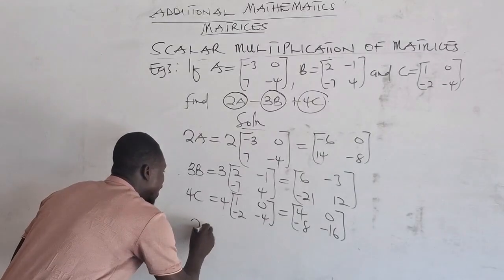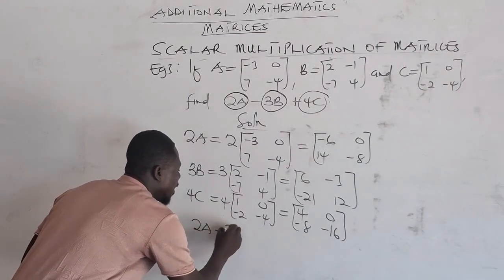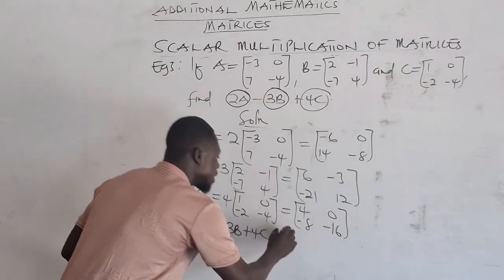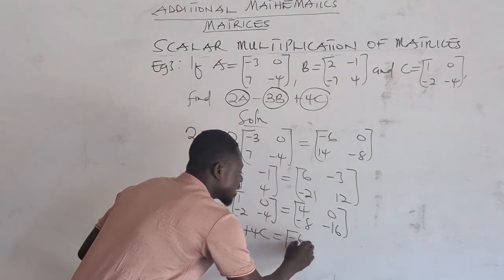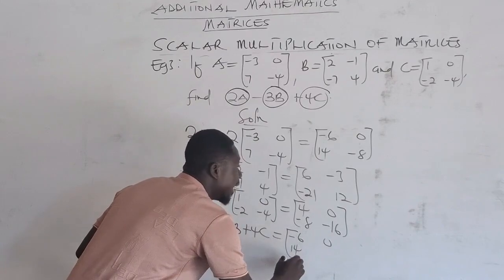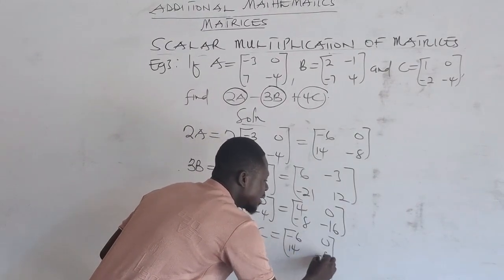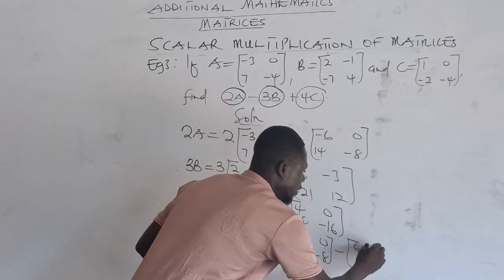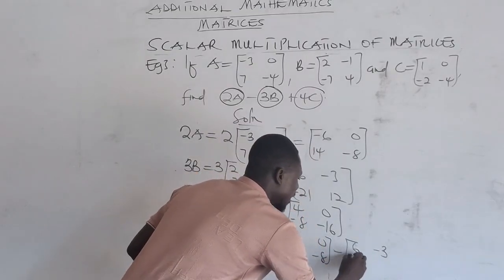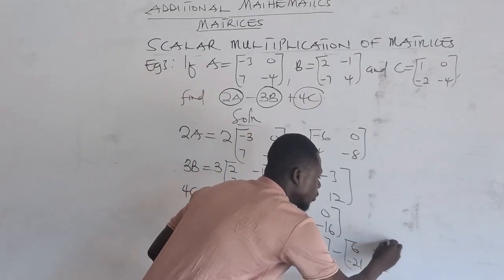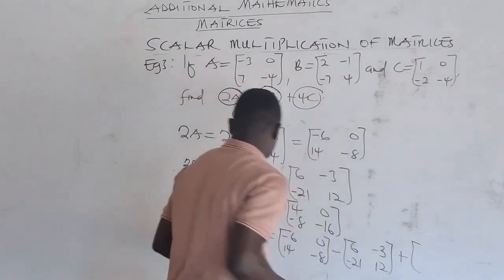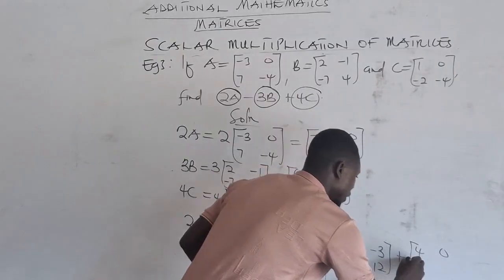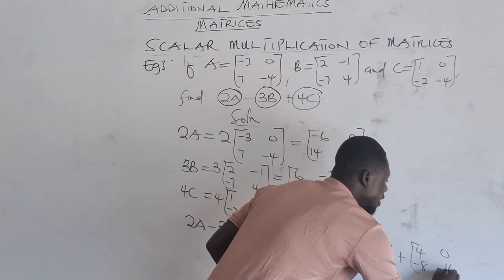So now that we have obtained the components, let's put them together. So our 2a minus 3b plus 4c will be, the result for 2a was negative 6, 0, 14, negative 8. Minus 3b, we had 6, negative 3, negative 21, 12. Then plus our 4c, we have 4, 0, negative 8, negative 16.